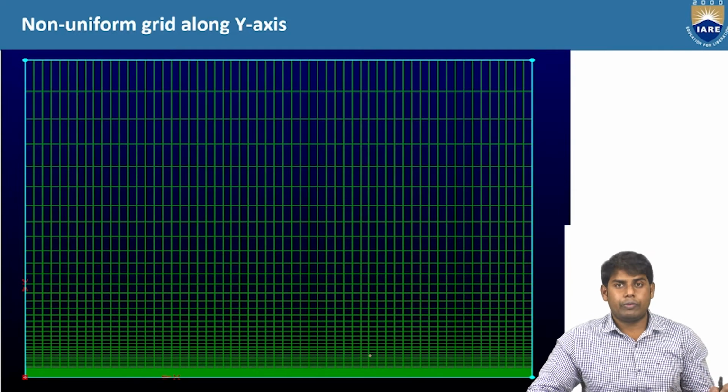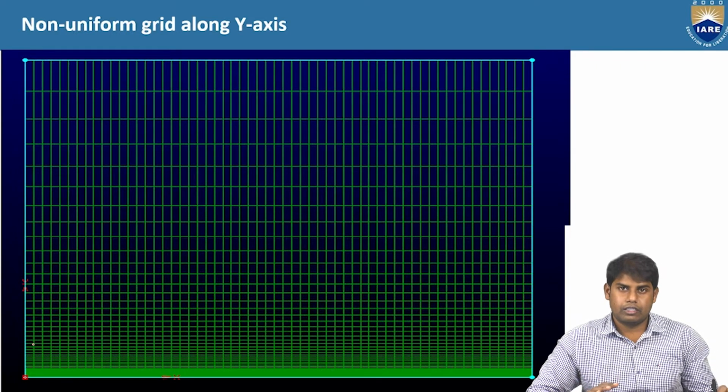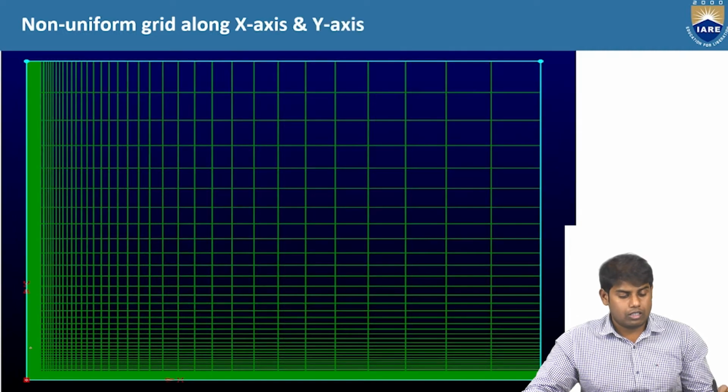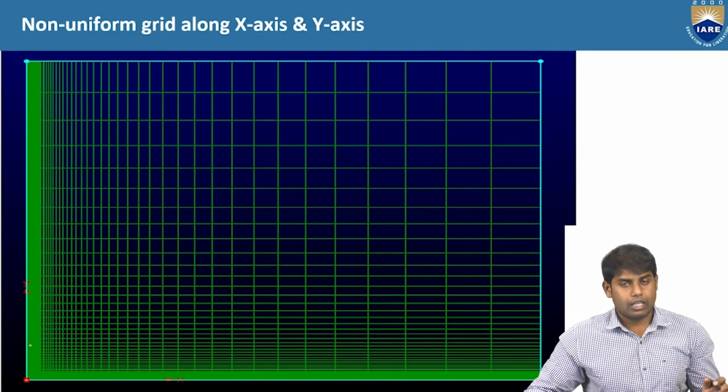This non-uniform spacing can actually vary along the x-axis, or along the y-axis, or combined along both x and y axes. So here you can see the spacing varies along both the x-axis and y-axis. So this is the example.